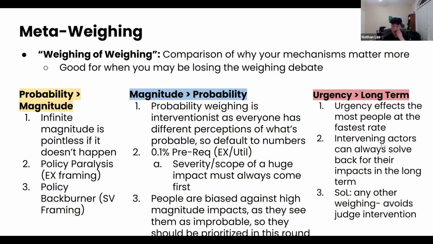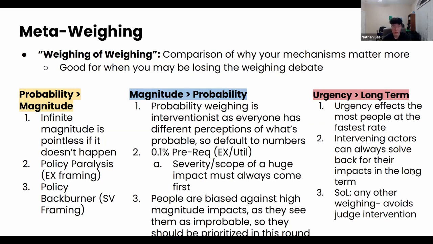But next is urgency versus long term. So you'd say that urgency affects the most people at the fastest rate. You should be doing this when you know that you're winning the time frame debate in terms of short-term impacts. You can also say that to combat long-term impacts, intervening actors are always going to solve. For example, for nuclear war, we never need to worry about it because somebody, for example, in IR topics, China, Russia, or the United States, are usually going to prevent someone from pressing the button. Additionally, you can link in strength of link weighing, which I'll talk about in a second.